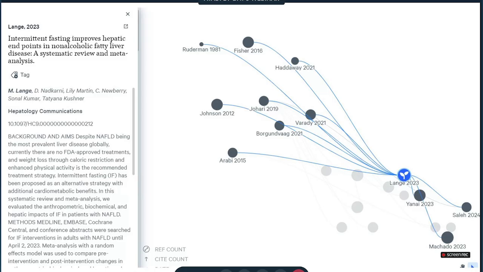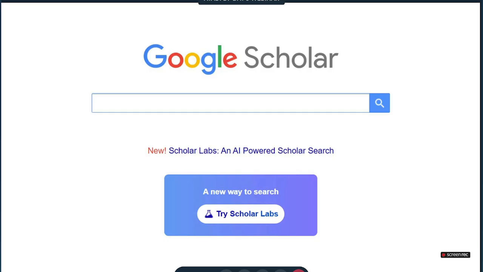Litmaps is just one of the tools. You also have alternatives like Connected Papers, Insightful, Research Rabbit, and so on. I do know that Google Scholar recently had an overhaul where they very lately decided they're going to introduce this AI search feature called Scholar Labs.